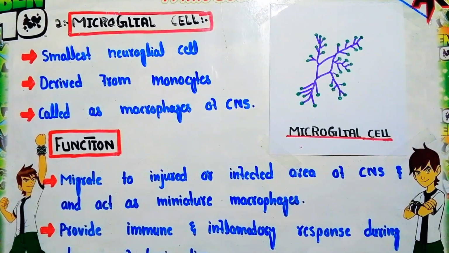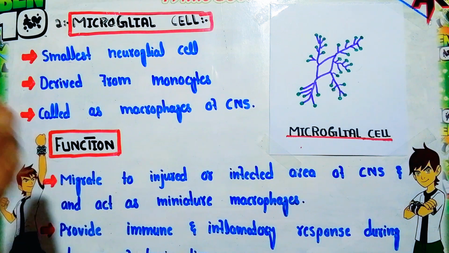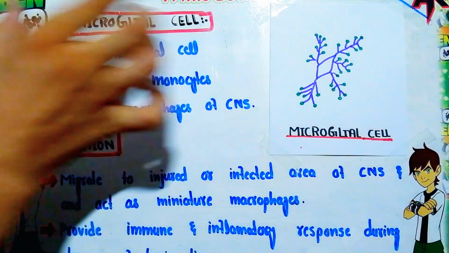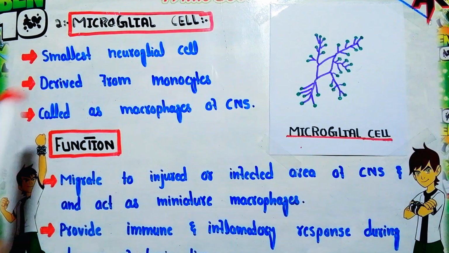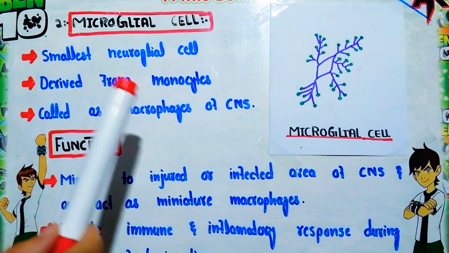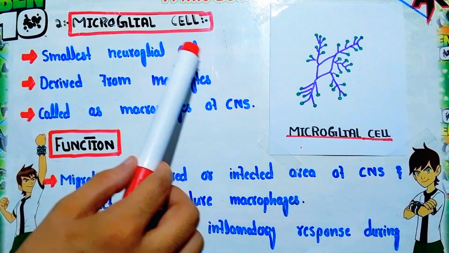Now another type of central neuroglial cell is the microglial cells. What are the microglial cells? Micro means small. So this is actually the smallest type of the neuroglial cells. Now the next point regarding the microglial cell is that it is derived from the monocytes. Monocytes are a type of white blood cell. So these microglial cells are formed from the monocytes.